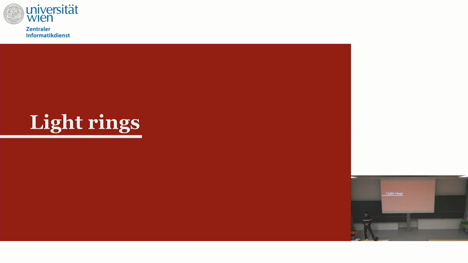So yes, I was getting into light rings, not to be confused with photon rings that we talked about yesterday. The light rings are circular photon orbits, and they are a characteristic of the spacetime and not an observational feature like the photon rings.